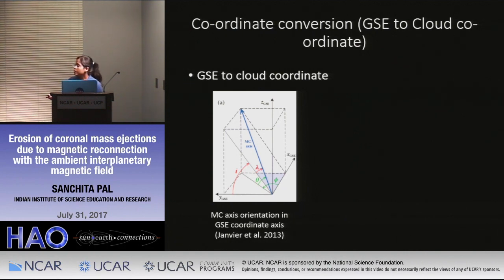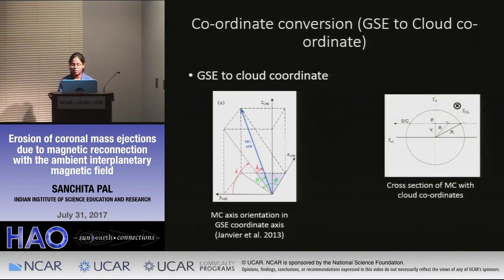If the magnetic cloud axis is defined by this blue arrow, then lambda is this angle, which I have already told you, between the axis and the perpendicular to the sun-earth plane. Theta and phi describe the latitude and longitude angles of the magnetic cloud axis. When a magnetic cloud arrives at earth, it can make several different theta and phi angles, so it's a little bit complex if we don't consider a common cloud coordinate.